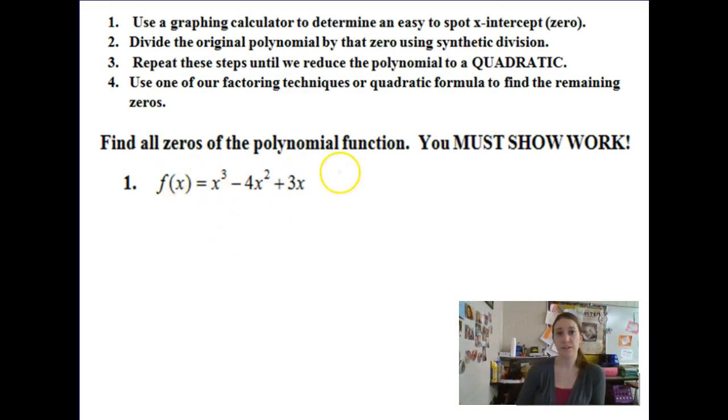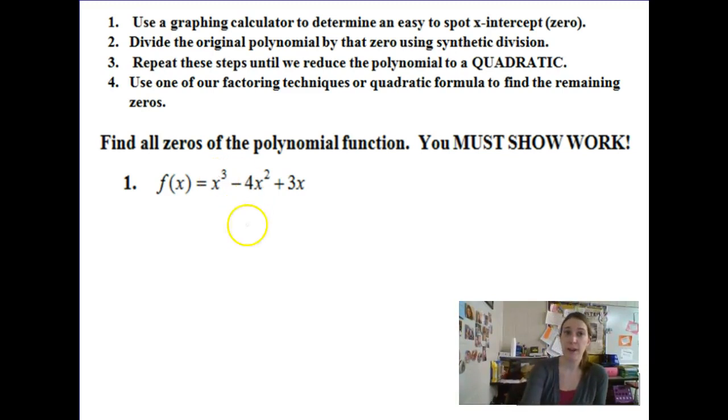So we need to find all the zeros of the polynomial function. Right now I have a cubic, and I can use algebra techniques on this particular one because it does factor nicely. But I'm going to show you another technique, and then we'll come back and I'll show you what the factoring looks like, because you can have 2 options, right? Not all of them are factorable, though, at least not easily.